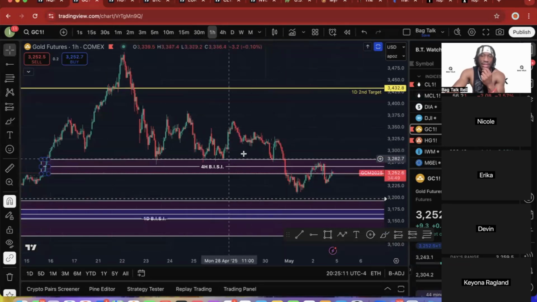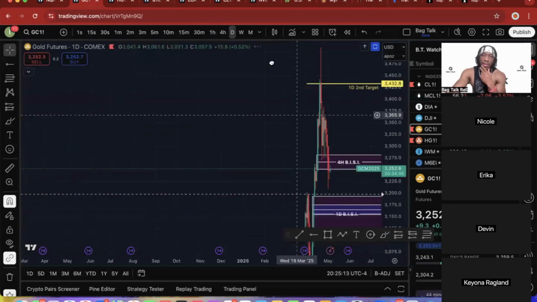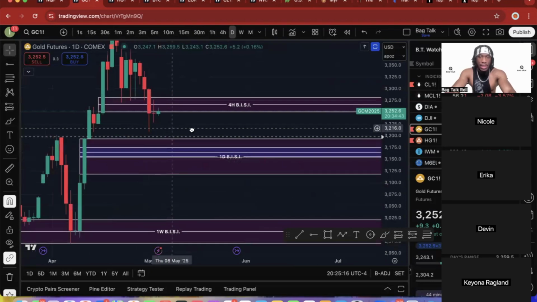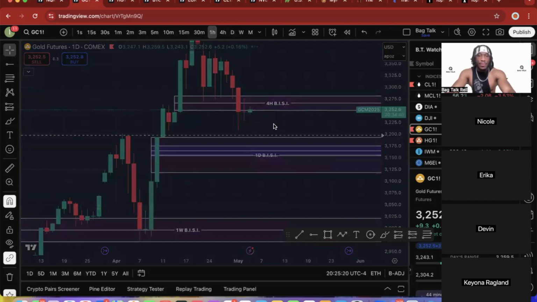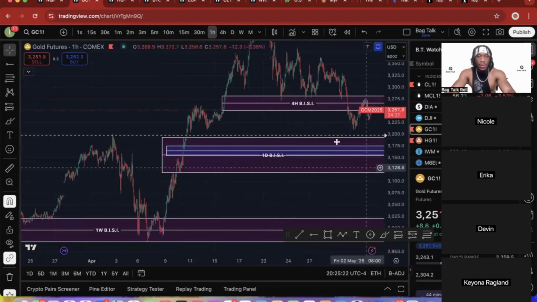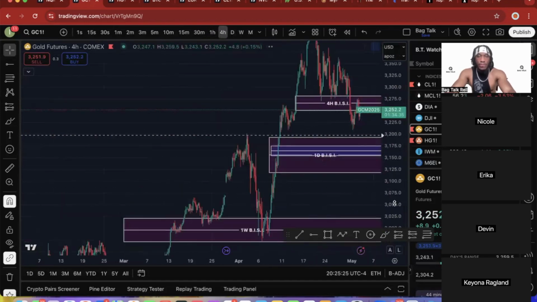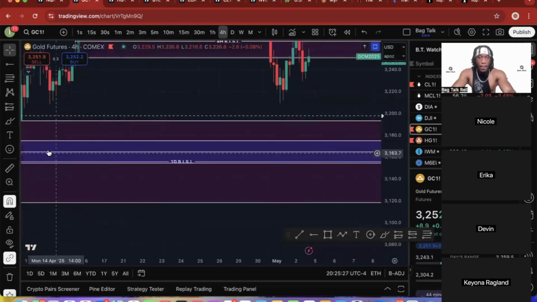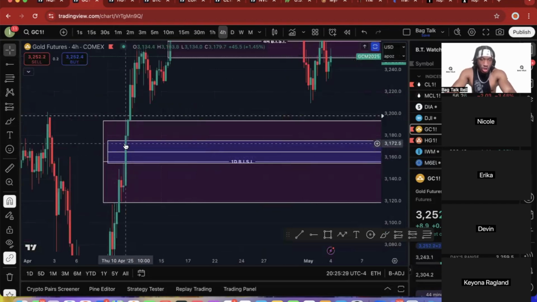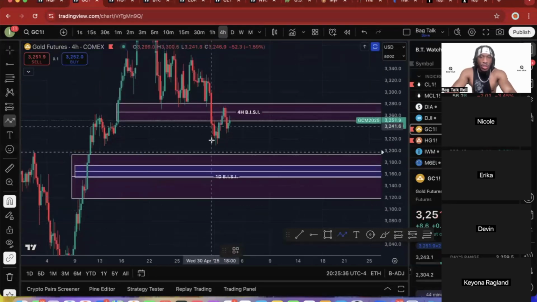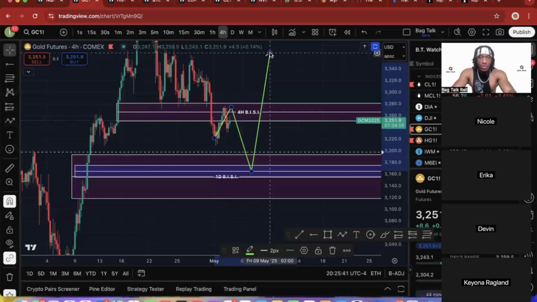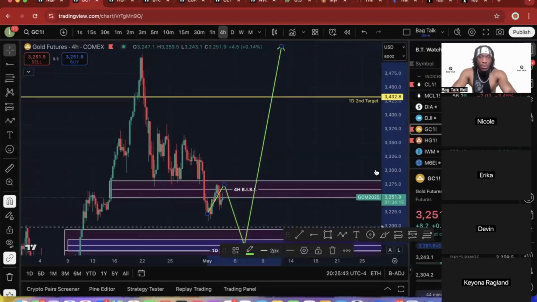I also said if it's not this one, y'all, I'm looking at this daily BISI below. So guess what I'm still looking at? This daily BISI below. Now specifically, if I'm being real, I'm looking at this 4-hour bullish fair value gap right here. Thursday, April 10th at 10 a.m. This 4-hour bullish fair value gap. I'm looking to see gold use this purple area to take us to blue, to take us back to all-time highs. That's basically what I'm looking at on gold.